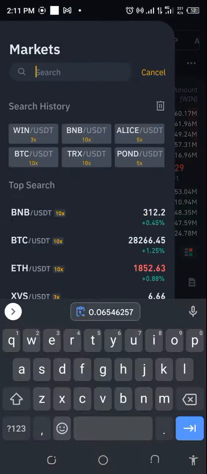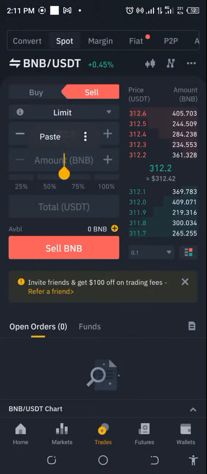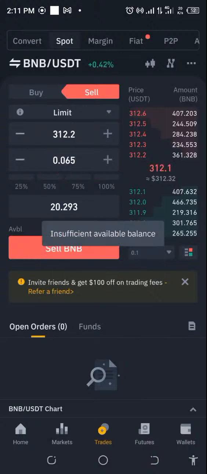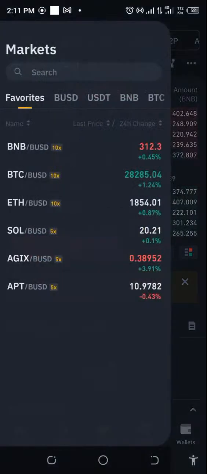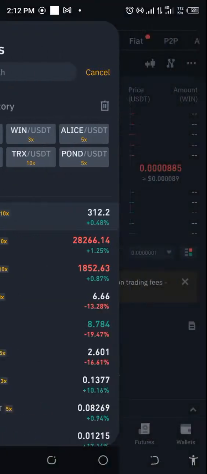Okay, so I'm going to sell to BNB now just to be sure that my profit is still intact. Okay, I still have profit, so it's 20.29. It's gone up a bit, so let's go ahead. Let's not waste time.